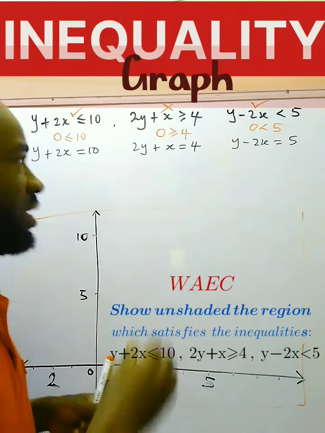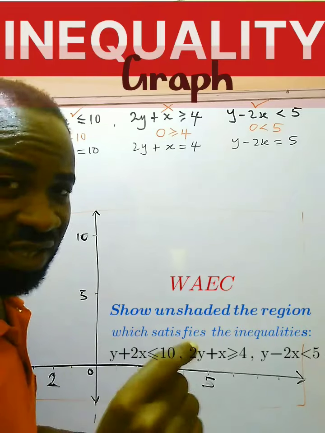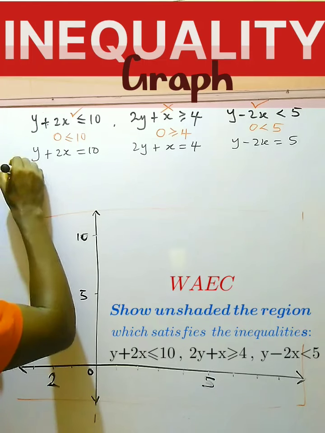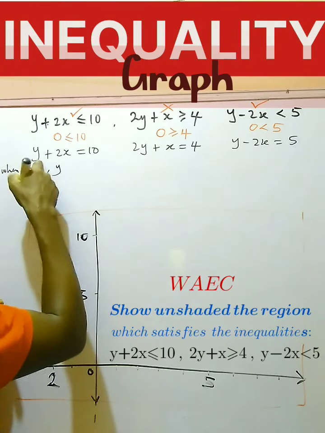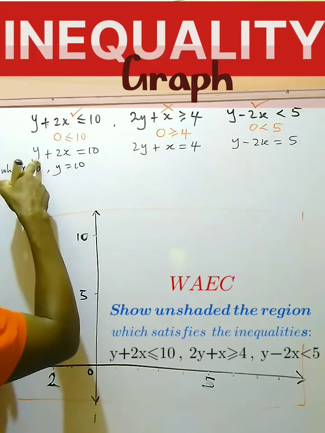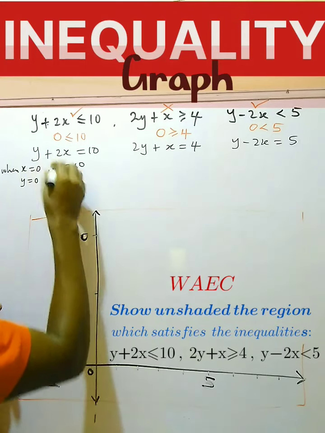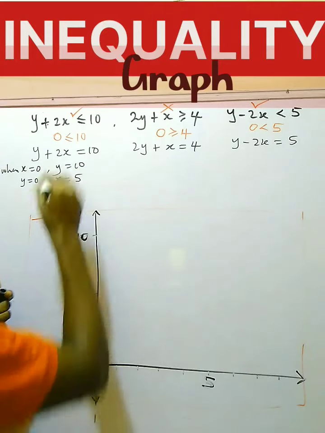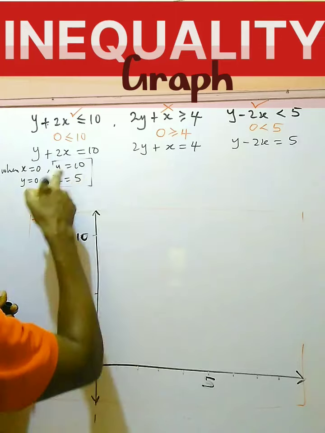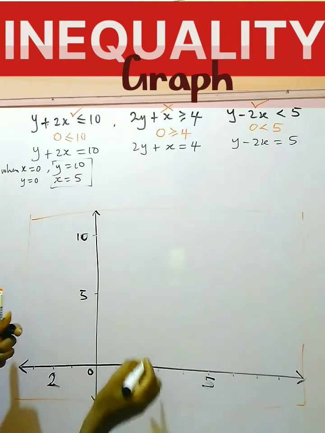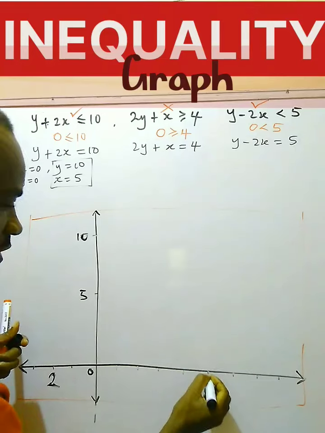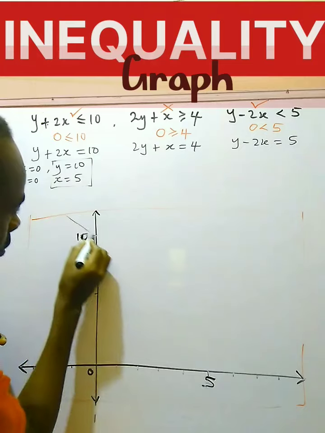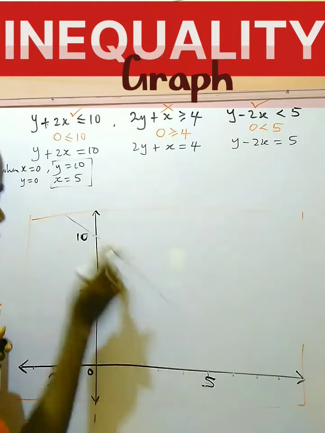So now, how do I get the intercept for each of them? So we start when x is 0. When x is equal to 0, y will become 10. And when y is 0, x becomes 5. So my intercept for this inequality now is y is 10, x is 5, which means my line will pass through where x is 5, which is here, and where y is 10, which is here. So I'm going to draw a thick line to join those 2 points.